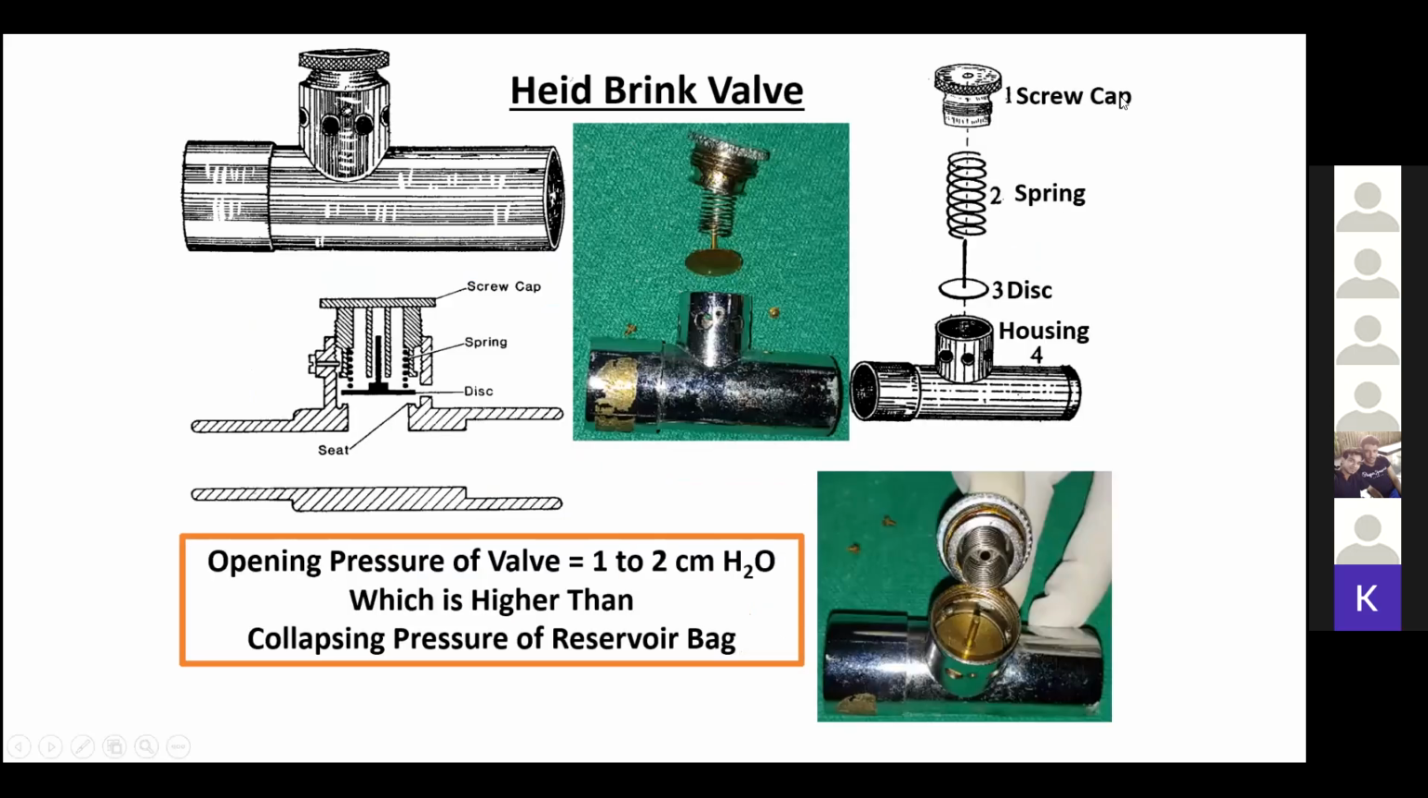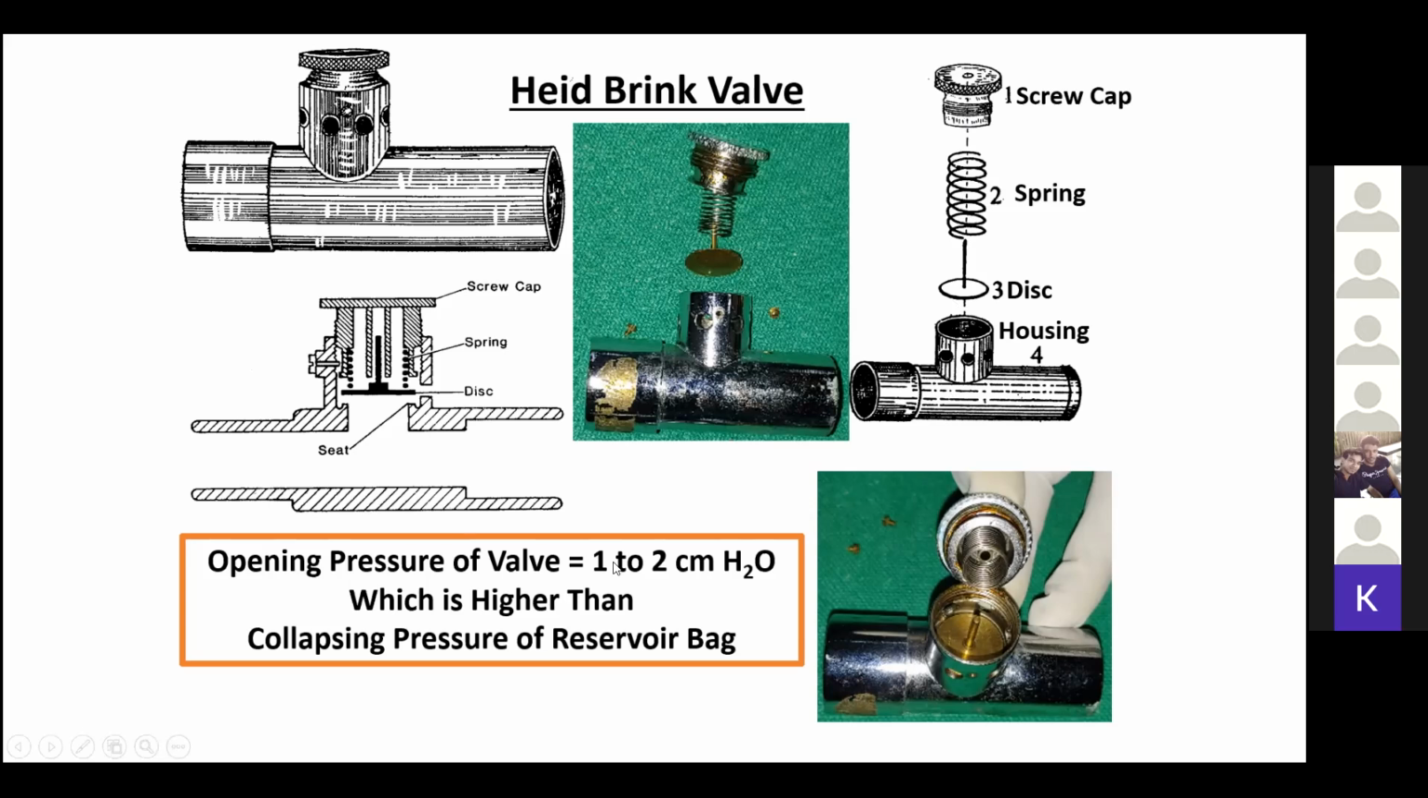Now here is your head ring valve. The parts are screw cap, spring, disc, and the housing. The disc remains here on the seat. With the help of the spring, and with the screw cap, you compress it. So the valve is invariably closed. It is only during exhalation, when the patient exhales into the circuit, that the valve opens.